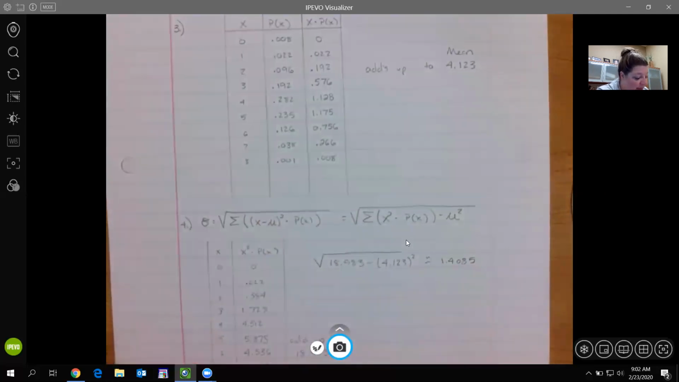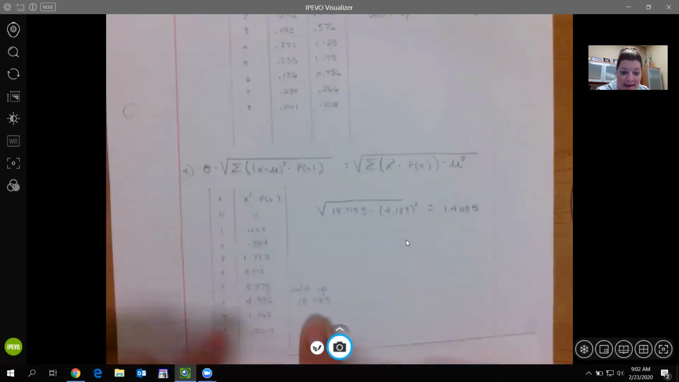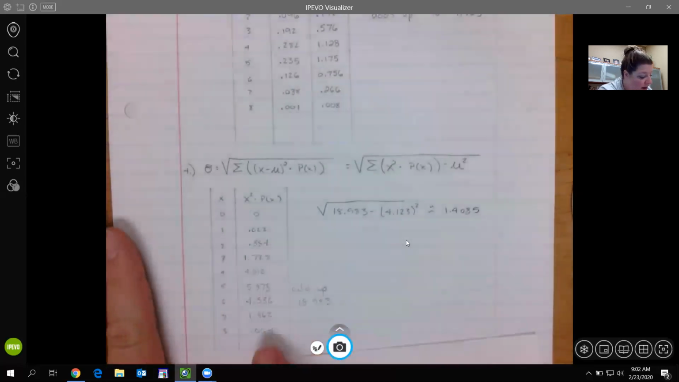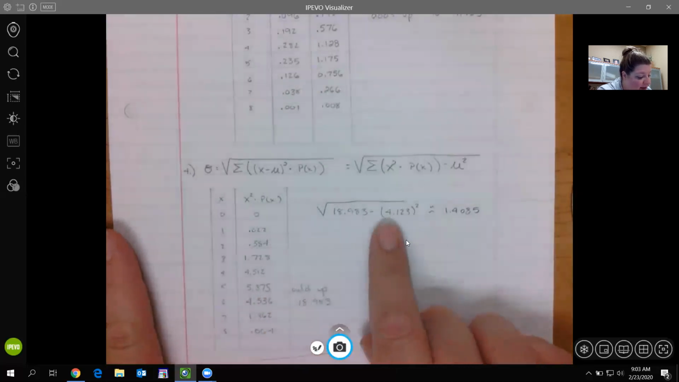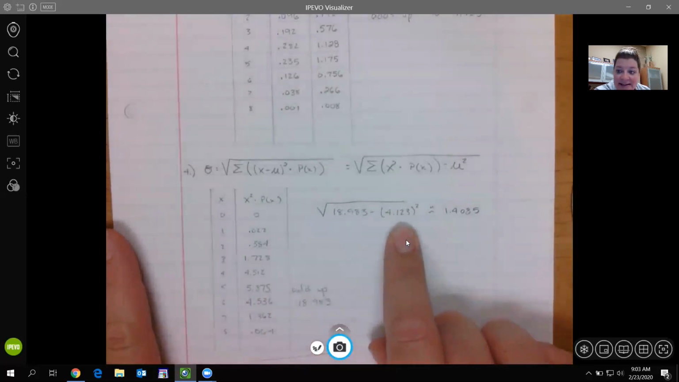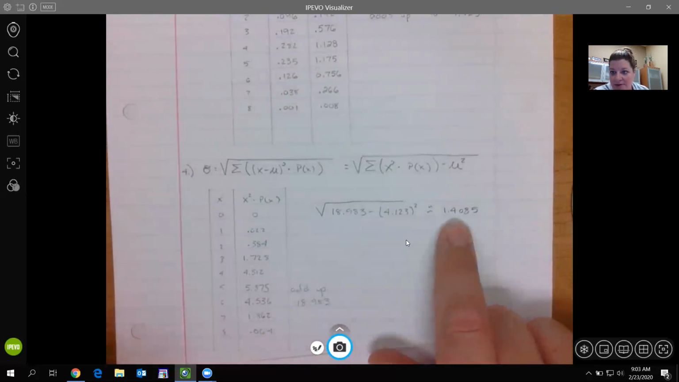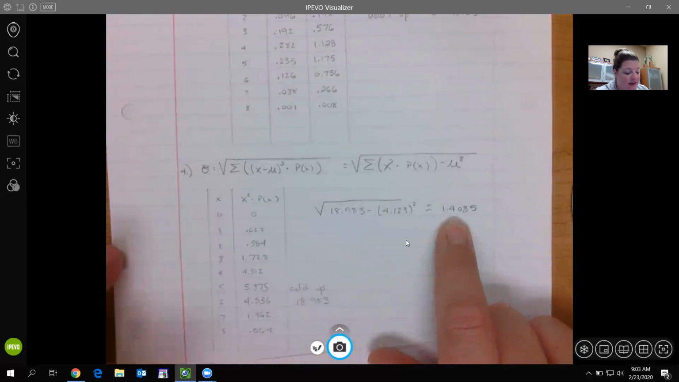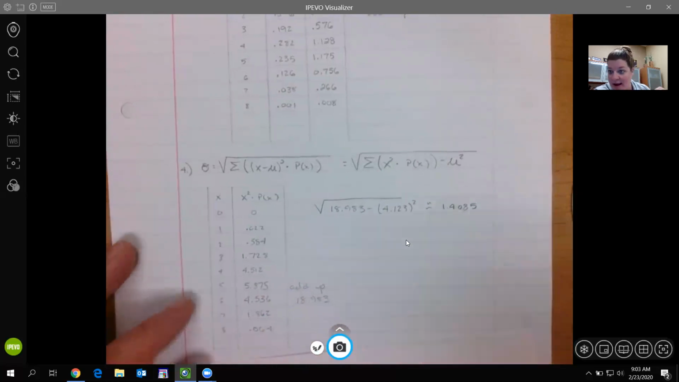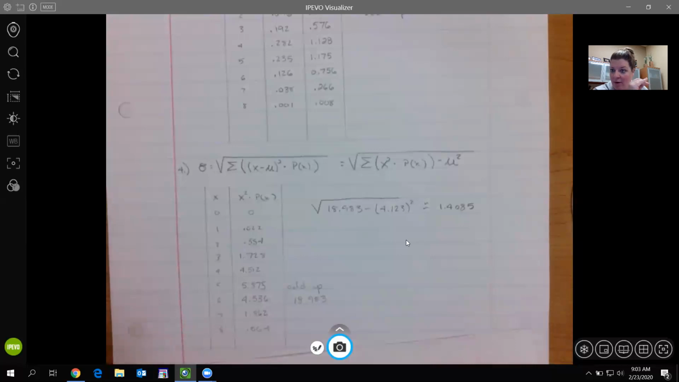Then I'm going to add those up. I'm going to add up that row, and I'm going to subtract off from it my mean squared, and then take the square root. That's going to give me about 1.4. So this data is spread out about 1.4. Okay, so that's our standard deviation.